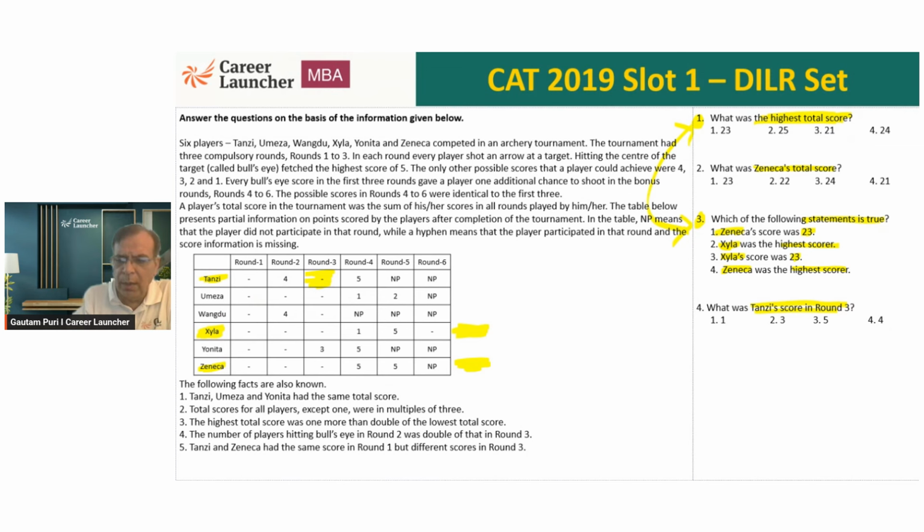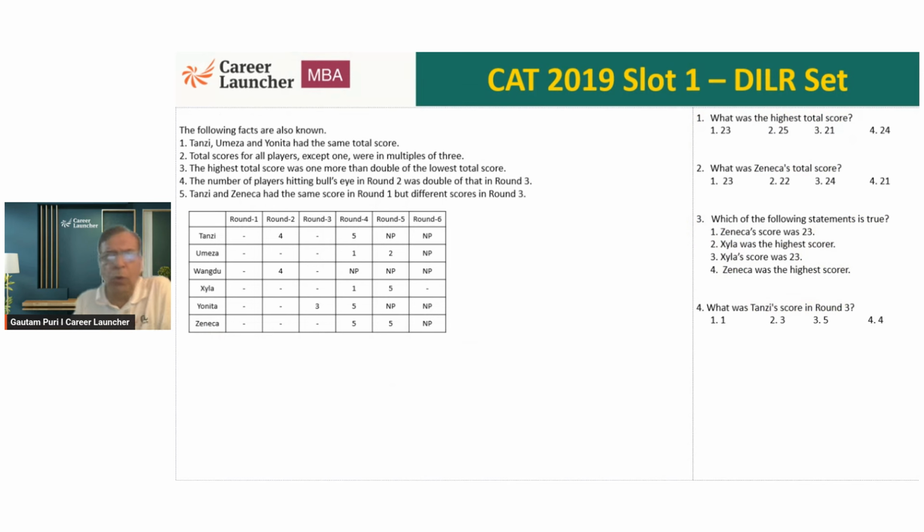Okay, चलो अब solve करते हैं इसको. Okay, so far we have this data in front of us, and I'm just highlighting क्या क्या करना है. Highest total score. We are interested in Zenika's total score also. And question number 3, we are looking at Zenika and Zyla. Okay. And what is important is 23 or the highest scorer. Either Zyla or Zenika is the highest scorer, or one of them has 23. Okay. And thirdly, Tanzi's score in round 3.